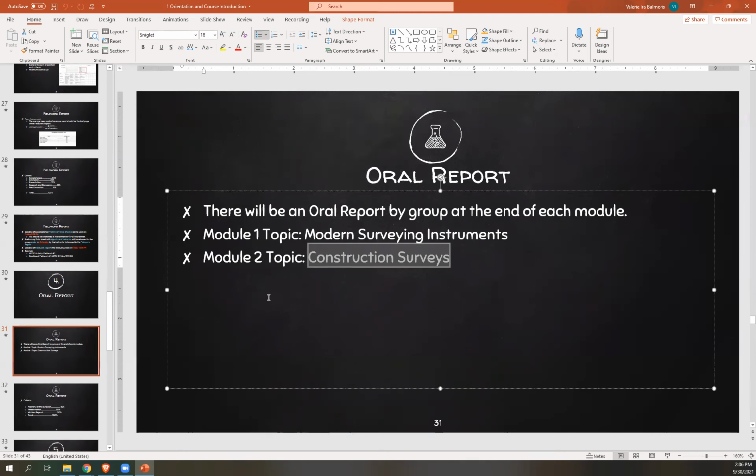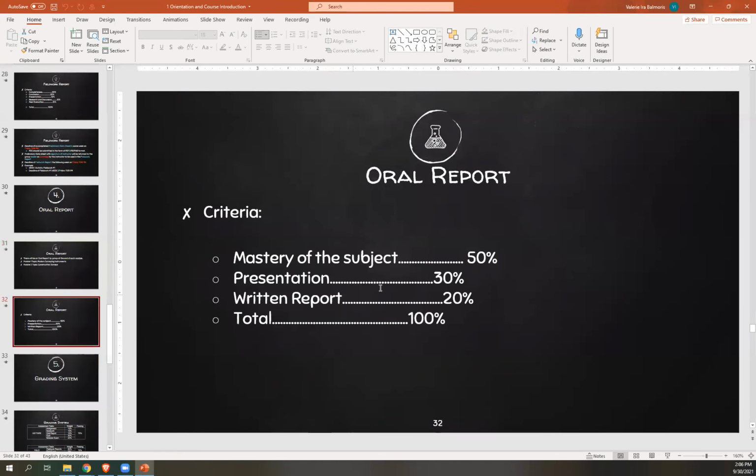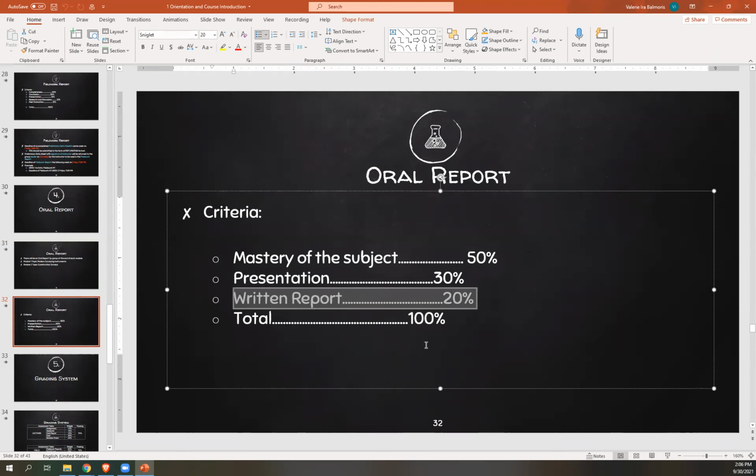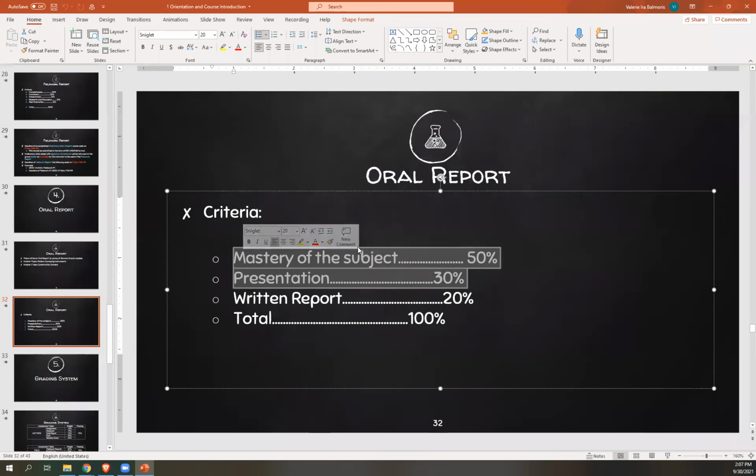This is a broad topic. It's up to you how you want to divide every subtopic of construction surveys. Everyone has the same general topic. It's up to you how specific or general you want it to be, and how much scope you want. And this is your criteria: master the subject, presentation, and also you have to do your written report. The grading of these two parts is individual.